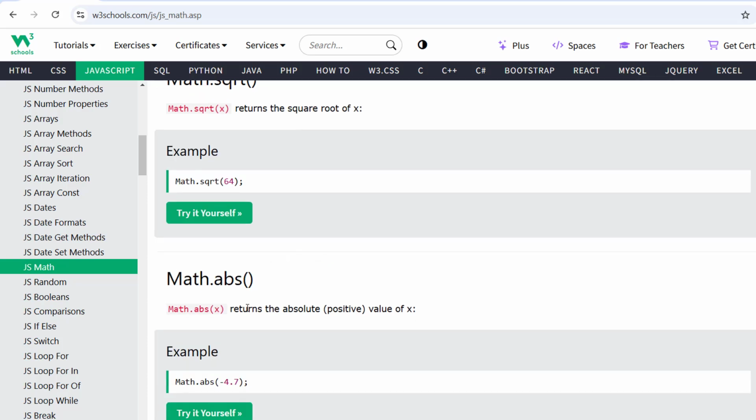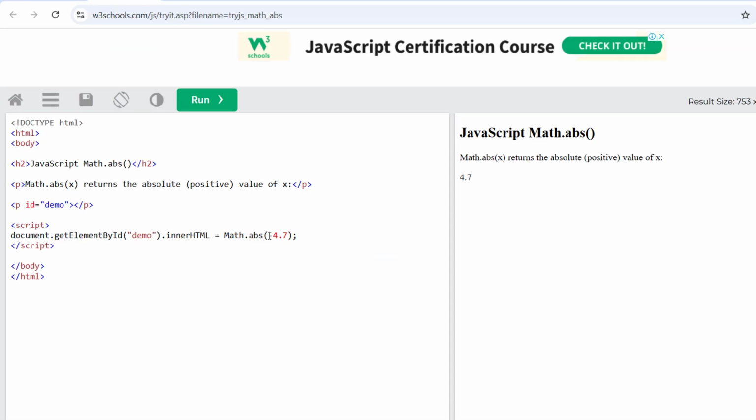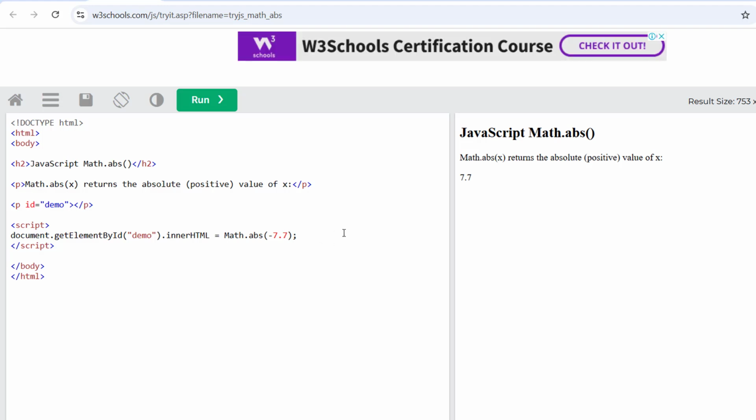Math absolute power. So absolute positive value. What is the absolute positive value? For 4.7, they will ignore the negative. Math abs returns the absolute positive value of x. So if I change something, it will return 7.7. If I make it a positive number, say 8.7, they will ignore the negative. Math absolute.